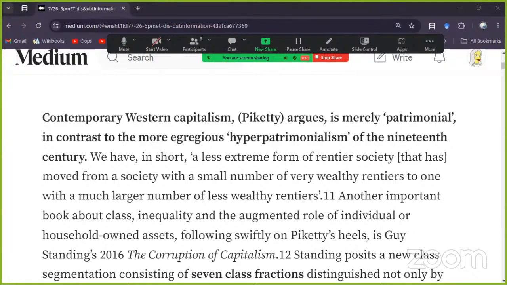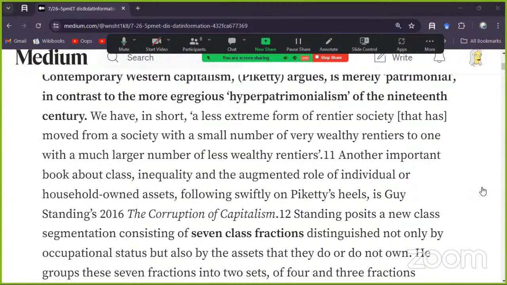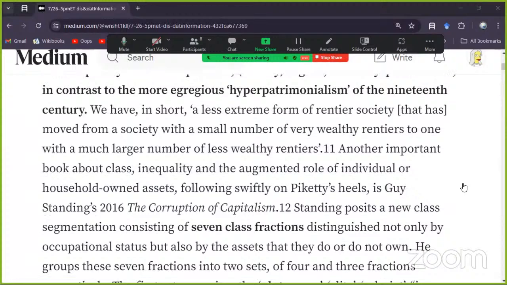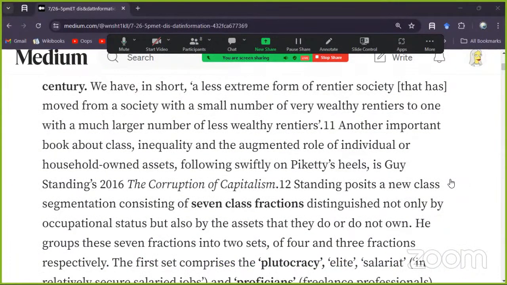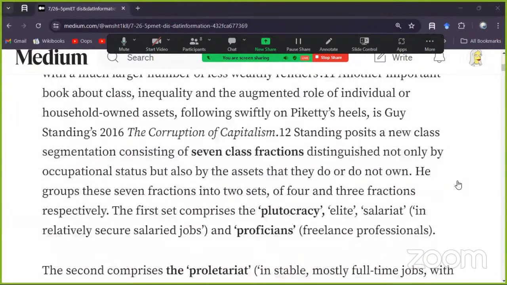Another important book about class inequality and this augmented role of individual or household assets, following swiftly on Piketty's heels, is Guy Standing's 2016 The Corruption of Capitalism. Guy Standing posits a new class segmentation consisting of 7 class fractions, distinguished not only by occupational status, but also by the assets they do not own. He groups these 7 fractions into 2 sets of 4 and 3 fractions, respectively.